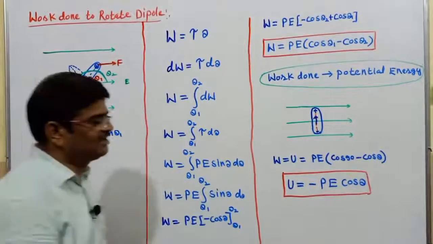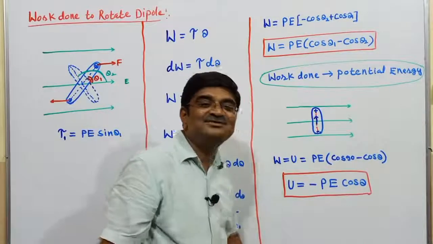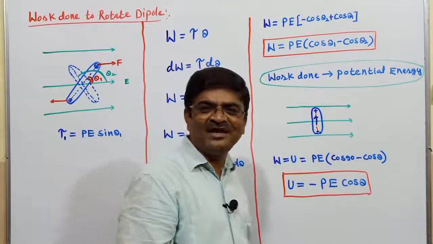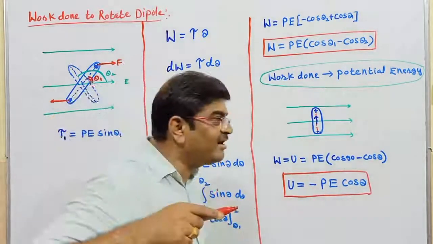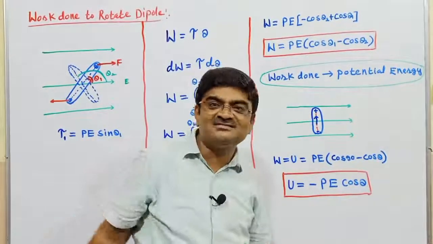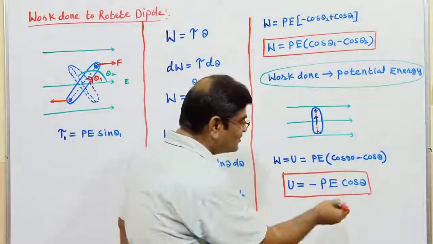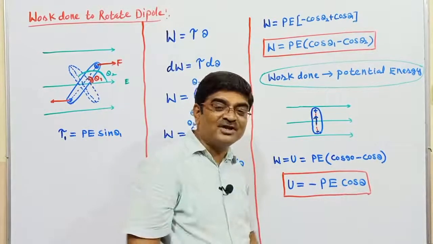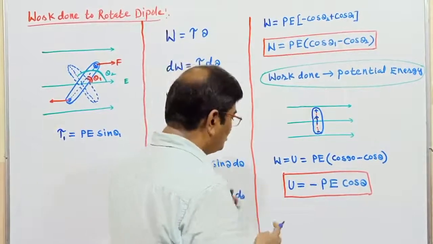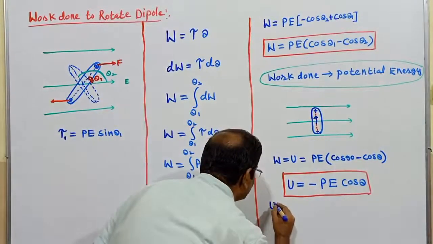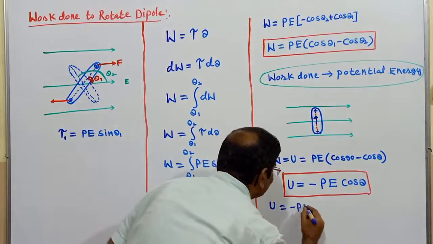Look here. If theta is 0, that is, the angle made by the dipole moment with the electric intensity is 0, how much potential energy do you get? For theta being 0, we get potential energy as minus PE.